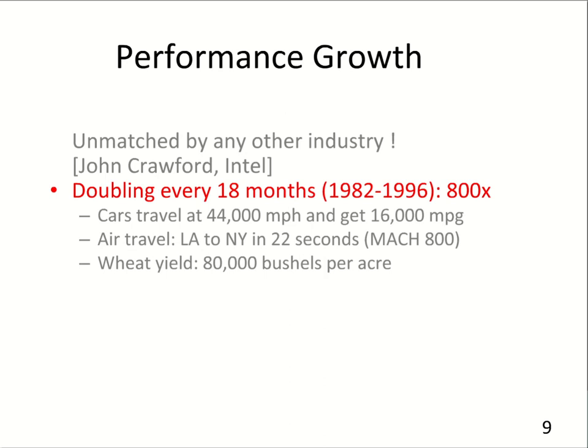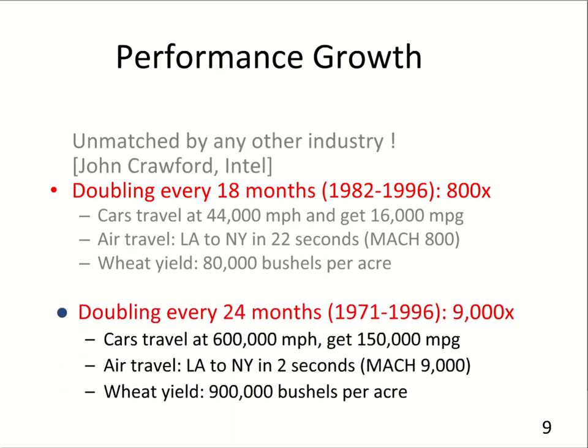So if we made the same kinds of improvements in automobiles, they would travel at 44,000 miles per hour and get 16,000 miles per gallon. Air travel, we could travel across the whole country in 22 seconds at Mach 800. Or in terms of wheat yields, for those of you who might have a better sense of how significant this result is, I don't really have a farming background, so this is a bit of a mystery to me, but we would be getting 80,000 bushels per acre, which I'm told is a pretty astounding number.